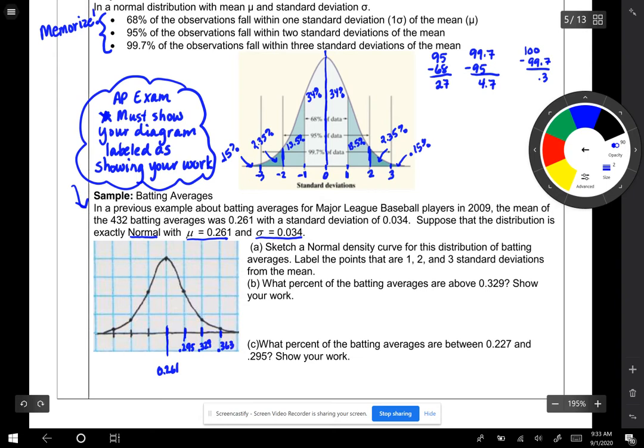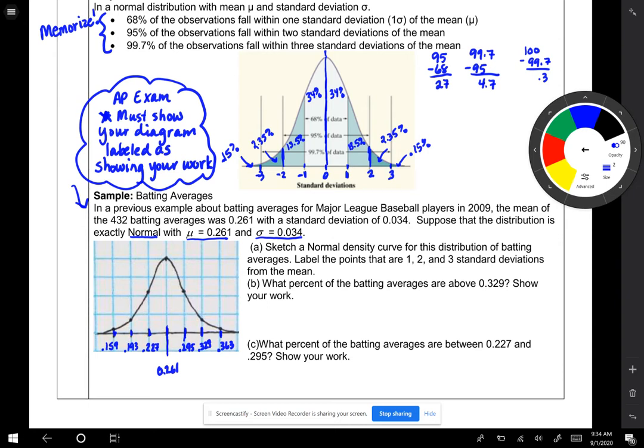Anything to the right is standard deviations above the mean, anything to the left is below the mean. To get this value, you're going to take 0.261 and subtract 0.034, and you're going to get 0.227. This one would be subtracting again, 0.193. And lastly, this one right there would be 0.159, and that's just me subtracting 0.034. All right, so I've sketched the picture. Now I can answer the questions based on my diagram.